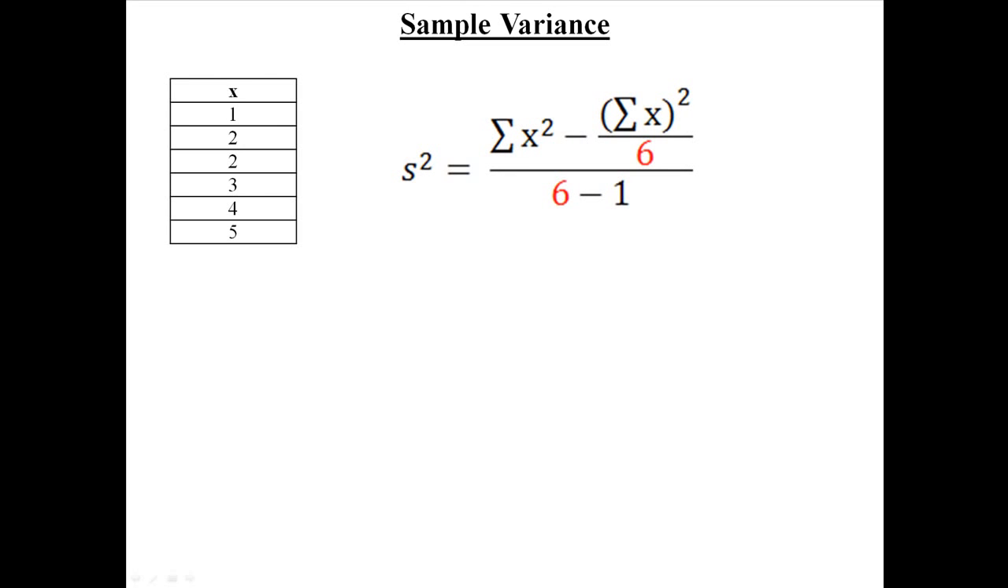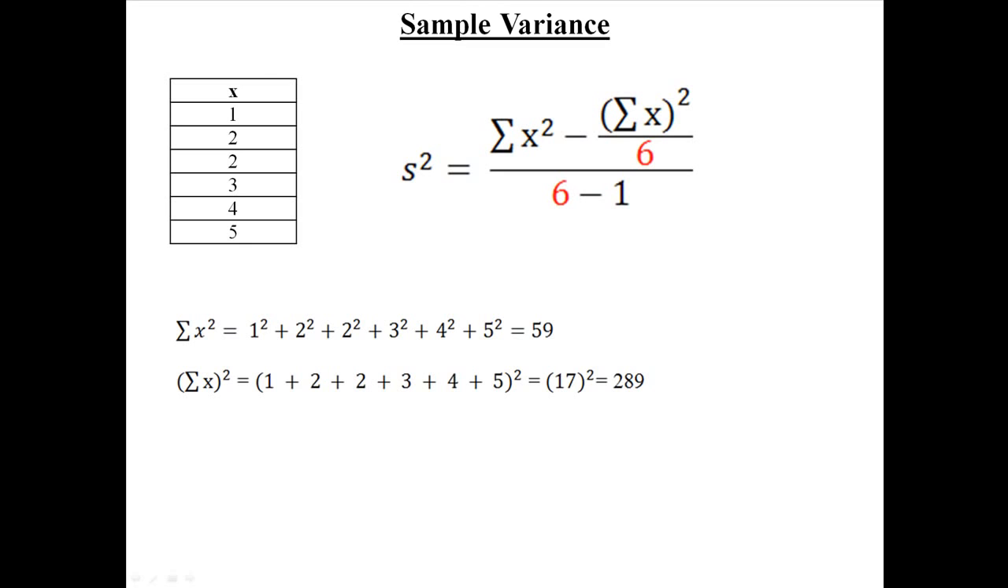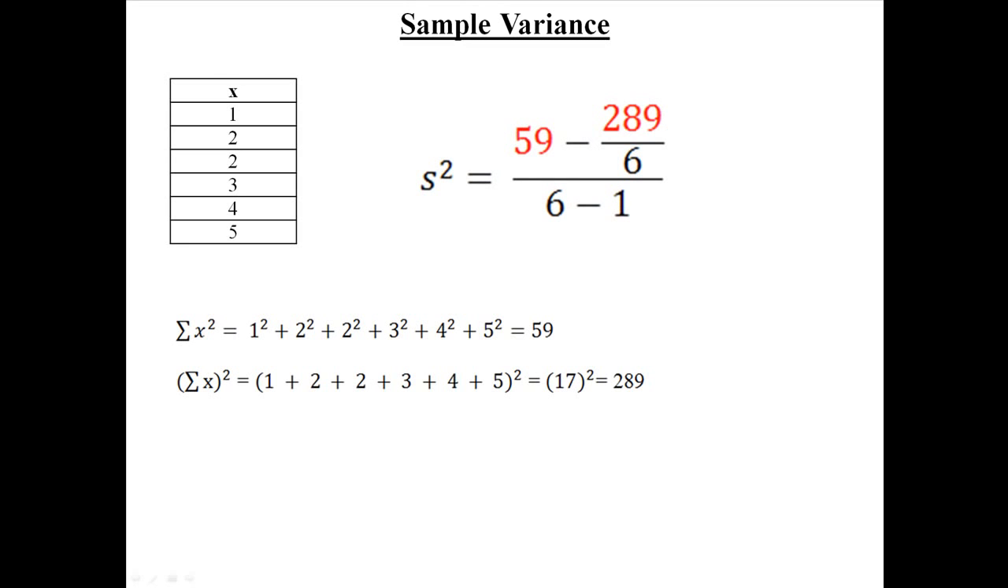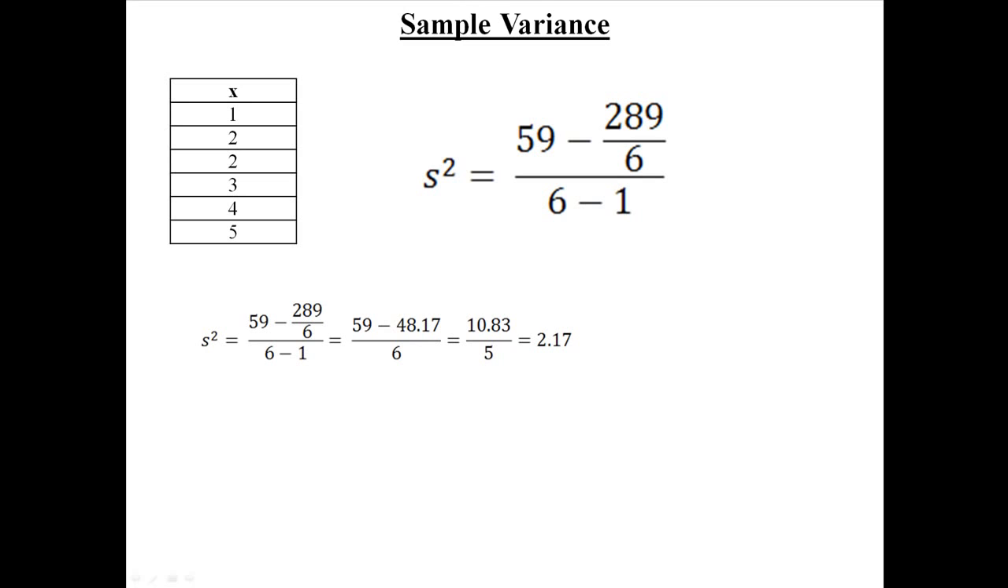Now we need to find the sum of all x squared and the sum of all x, squared. Now they're very similar and people often get them confused, so I have them here side by side to show you the distinction. In the first one, you square all the x's, then add them together, and in the second one, you add together all the x's, then square them. So we find 59 and 289, and I'm just going to put that into the equation. And now that that's there, it'd be pretty easy for us to solve for variance.